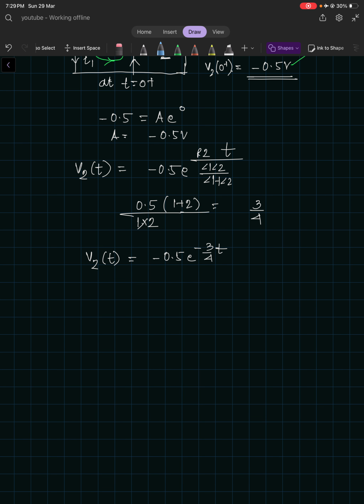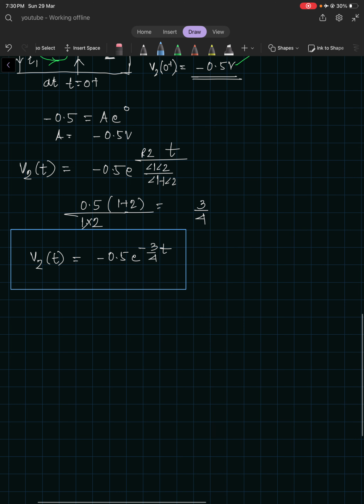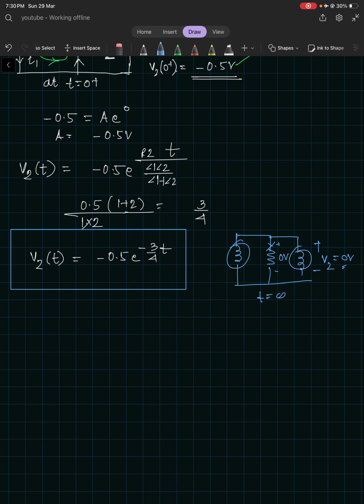Okay, so this is the V2 part. Definitely it says that V2 will start from minus 0.5 volt, and at t equal to infinite time it will vanish completely, to zero. So V2 at t equal to infinity is 0 volts here. Zero volts means no current would pass through this resistor. Let's see what will happen across these inductors.